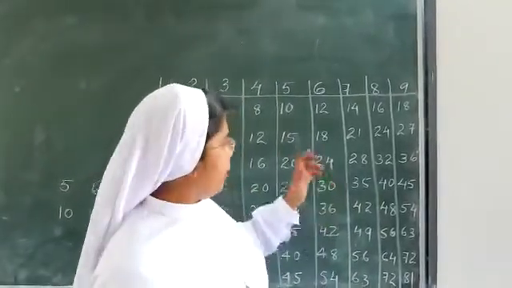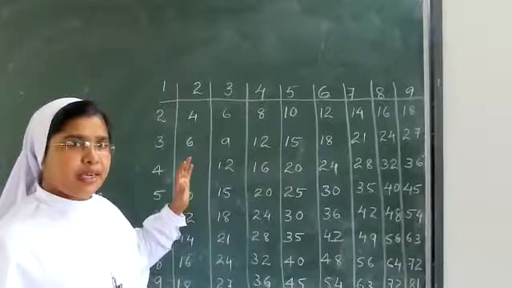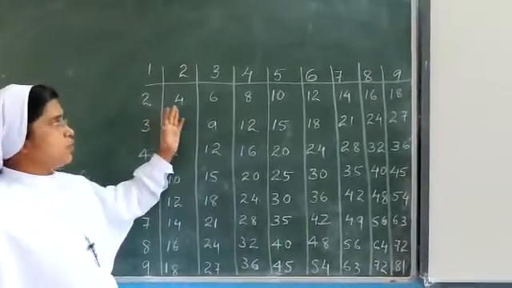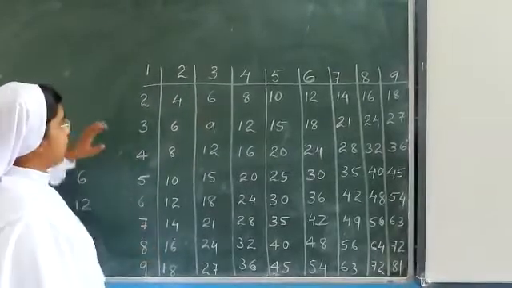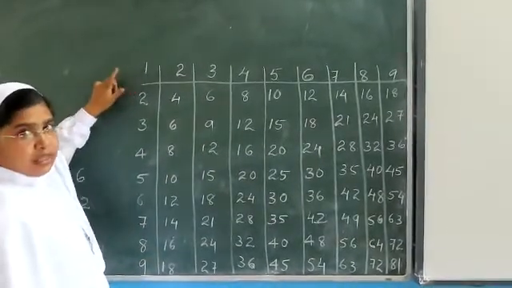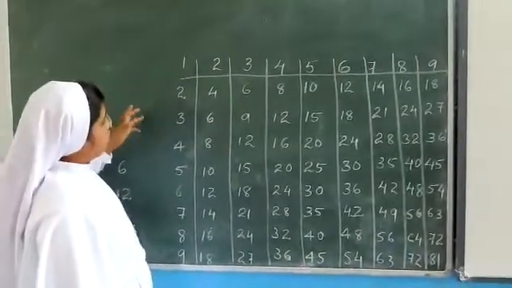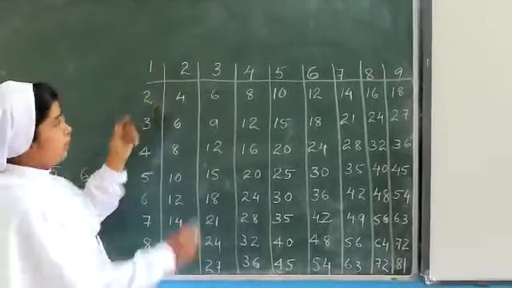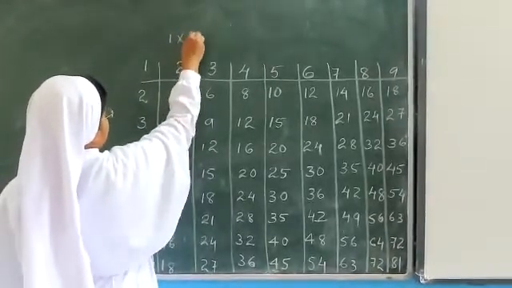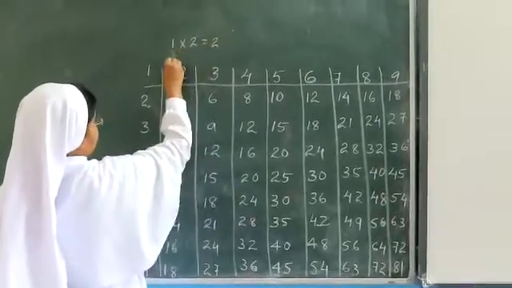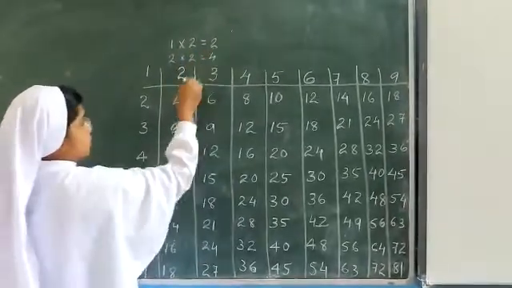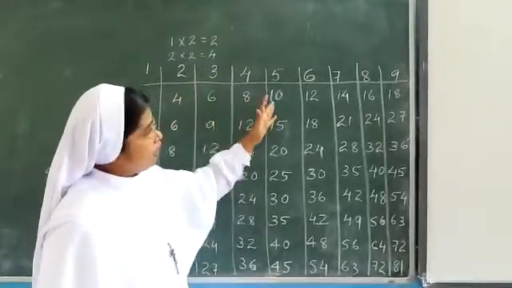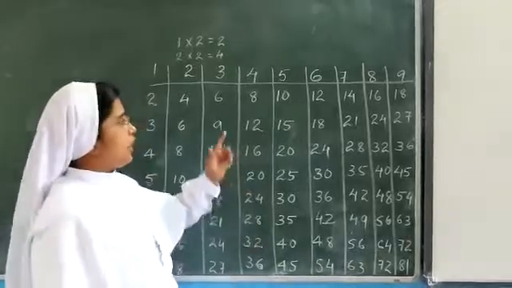Please keep in mind. Now look here at this number. This is a multiplication table, the multiples of 1, 2, 3, etc., up to 9. So 1 ones are 1, 2 ones are 2, 3 ones are 3. It goes like this, and this is of 2. How will you write? 1 into 2 is equal to 2, 2 into 2 is equal to 4. This way it goes, and here also it continues like that, multiples of 3, 4, 5, etc.